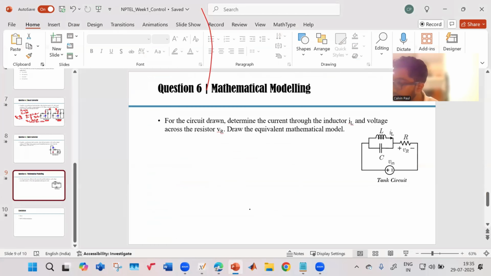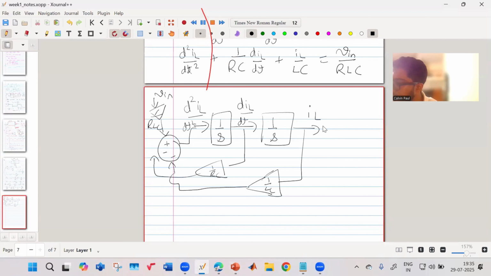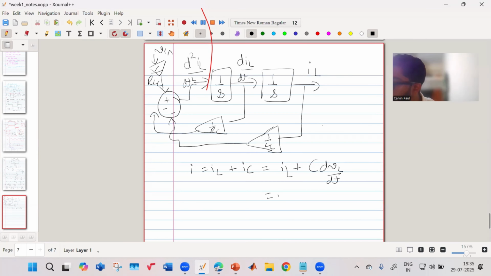Now, in the question, what was asked is to determine the current through the inductor and the voltage across the resistor VR. Voltage across the resistor is simple. You have got IL. Now you have to find the current I. We know current I is equal to IL plus IC. IC is C into dVL by dt, so I is equal to IL plus LC d2IL by dt2. So this is your I.